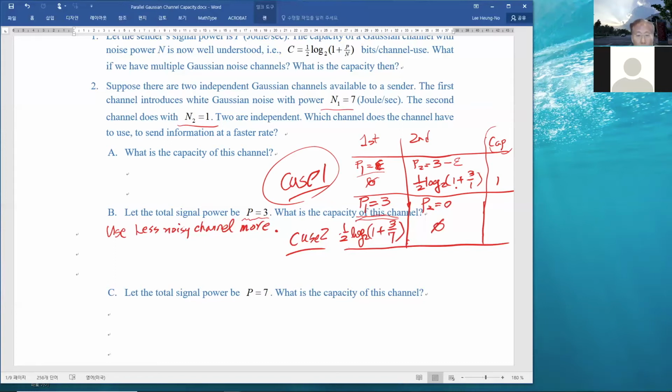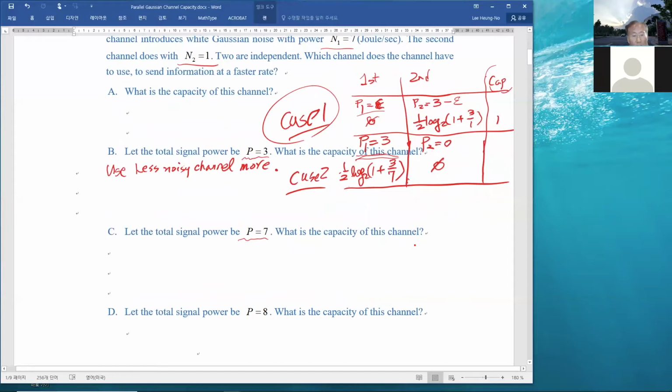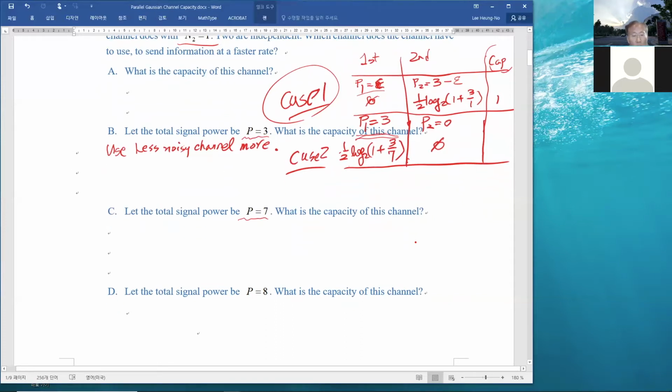But it depends, right? It depends on the power budget that we have. So if we increase P to 7 in this particular case, we can investigate further, okay? So in this particular case, when P is equal to 7, we can talk, right? So let's consider what happens when P is equal to 7. We can continue this evaluation, and P is now equal to 7.